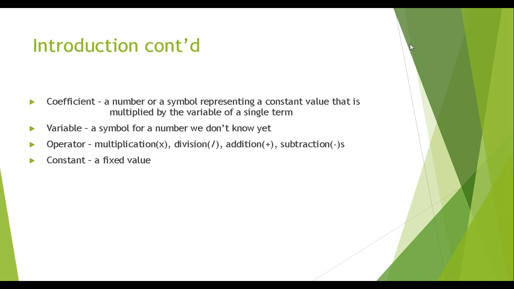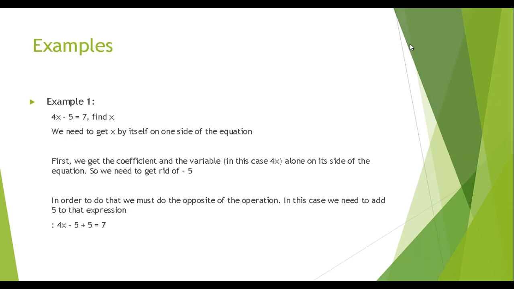Okay, so let's go into some examples. So example 1. So using this equation, 4x minus 5 equals 7, we need to find x. So what we need to do, we need to get x by itself on one side of the equation. Alright, so first we will get the coefficient and the variable, which in this case is the 4x, alone on its side of the equation.